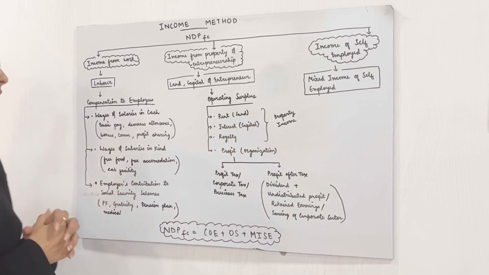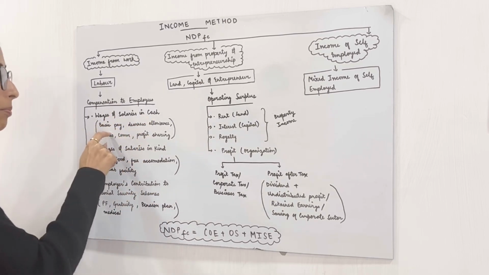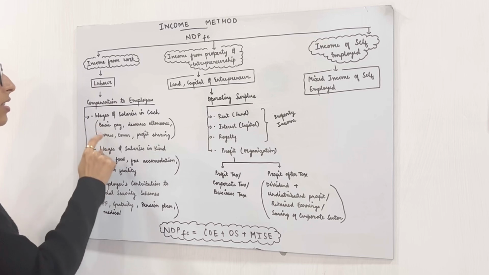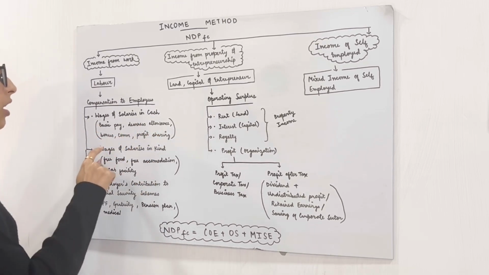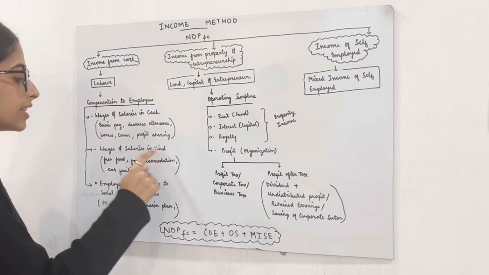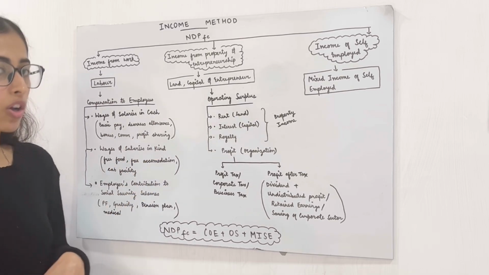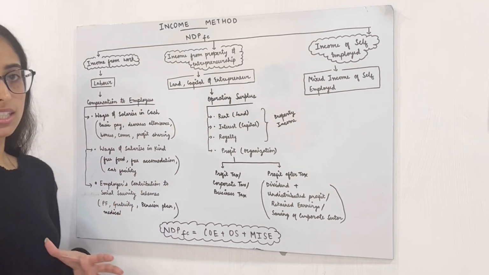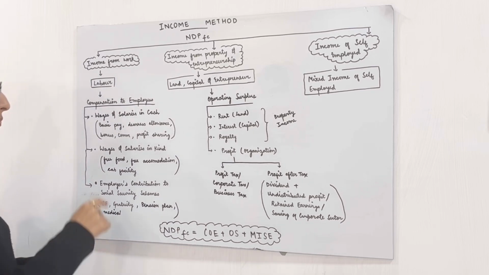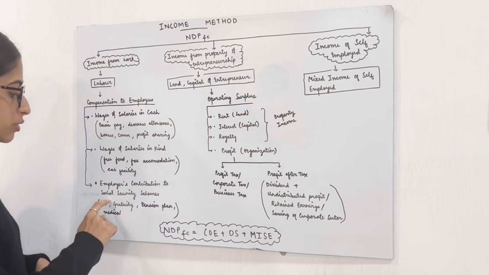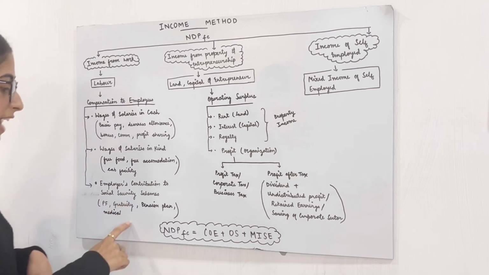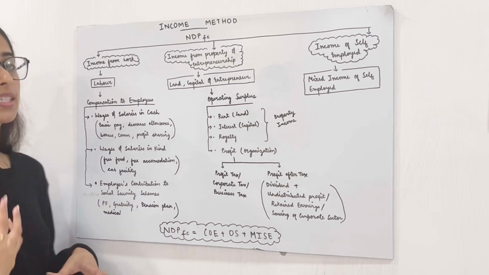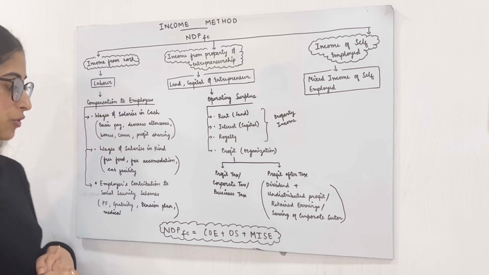Wages and salaries in cash include basic pay, DA and allowances, bonus, commission, profit sharing, etc. Wages and salaries in kind include free food, free accommodation, cab facilities provided by the employers. And employers' contribution to social security schemes includes provident fund, gratuity, pension plans, medical insurance, etc.